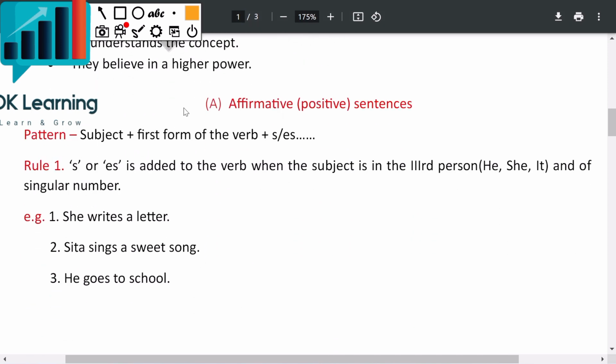Now we're gonna see the rules of the sentence formation of present indefinite tense, each in affirmative sentences, negative sentences, and interrogative sentences. Let's take the affirmative sentence first. In the affirmative sentence, the pattern of sentence formation is subject plus first form of the verb plus s or es plus object. In some sentences, object is not there, that's why I have not written. So there are two rules actually for when s or es is added to the first form of the verb. Let's see what they are.